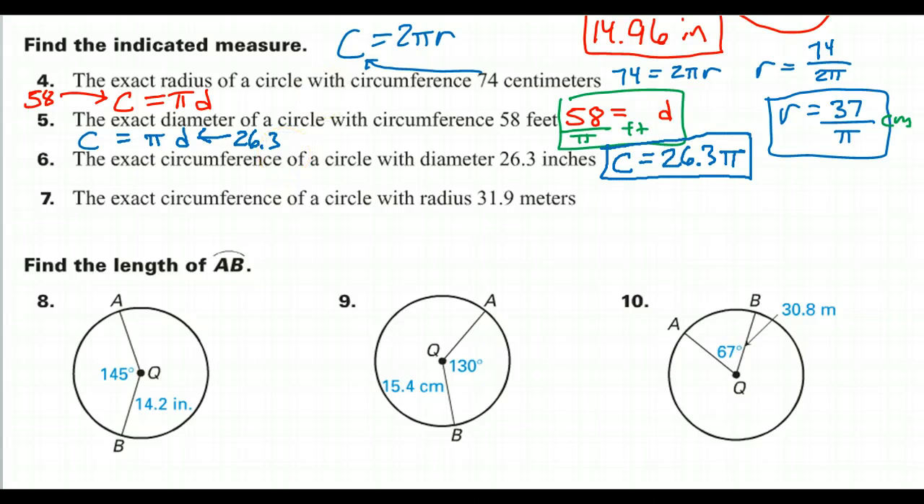Okay, number 7. Find the circumference. We're given the radius. So this time we're given the radius, so we will use the version of the formula that involves the radius. So we'll go back to 2 pi r.